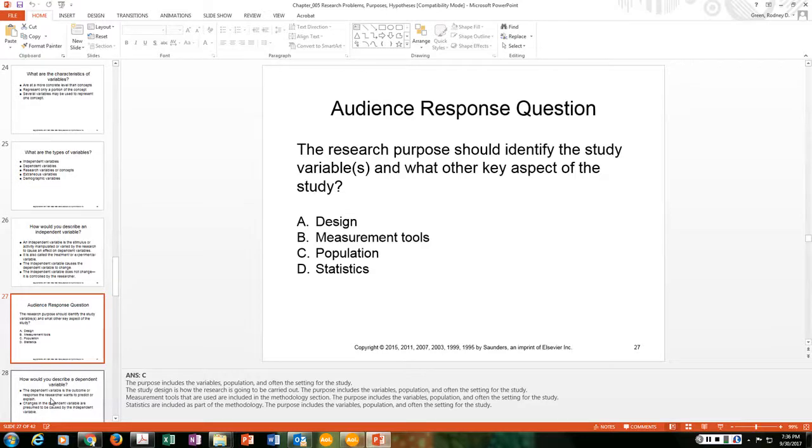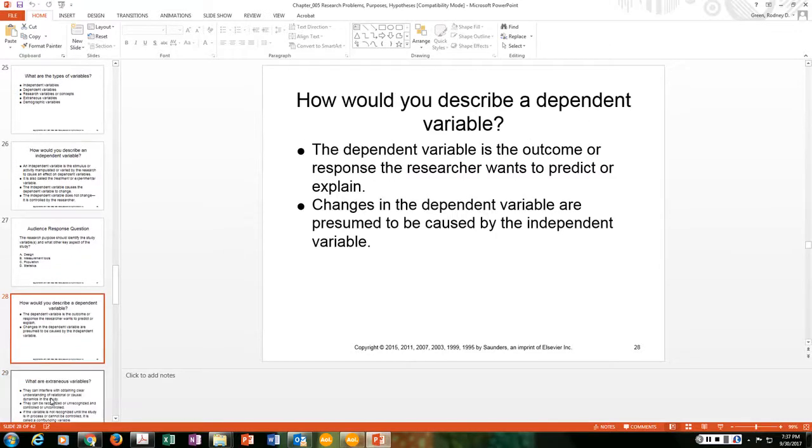The research purpose should identify the study variables and what other key aspect of the study? Design, measurement tools, population, statistics. So the research purpose should identify the study variables and the population to be studied, and often the setting. How would you describe a dependent variable? The dependent variable is the outcome or response the researcher wants to predict or explain.